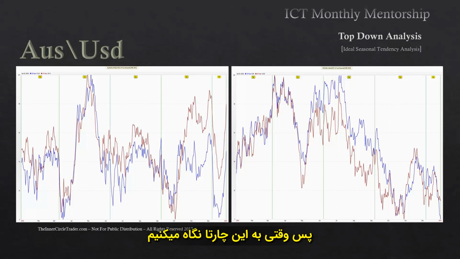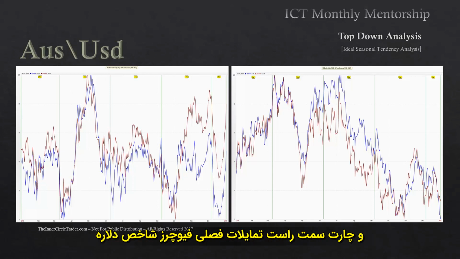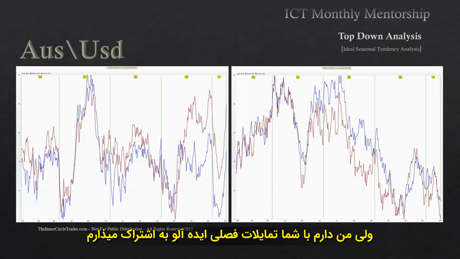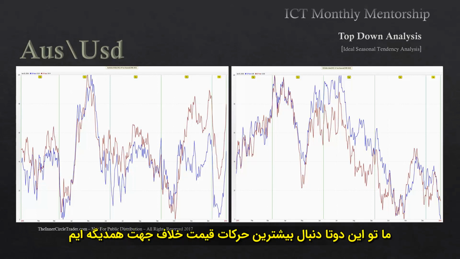So when we look at these charts, the orientation is, for instance, for the Forex pair Aussie dollar: the chart on the left is the Australian dollar futures price seasonal tendency, and the chart on the right is the US dollar index seasonal tendency for the futures price. When I'm sharing with you the ideal seasonal tendencies, what we're actually doing is comparing the two seasonal tendency charts. We're looking for the most diametrically opposed price action between the two.